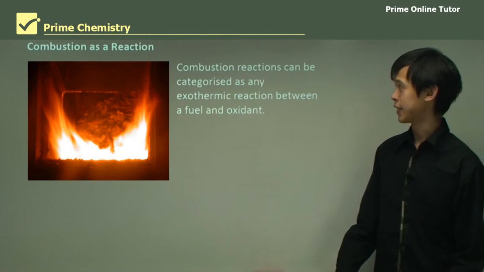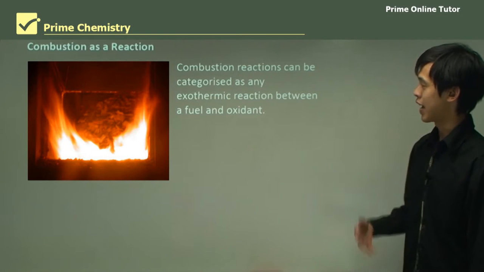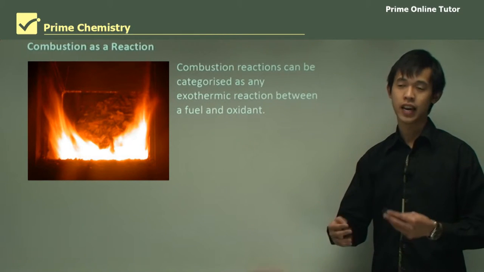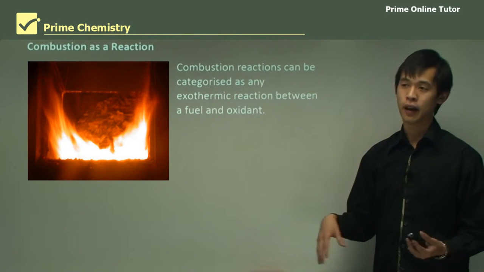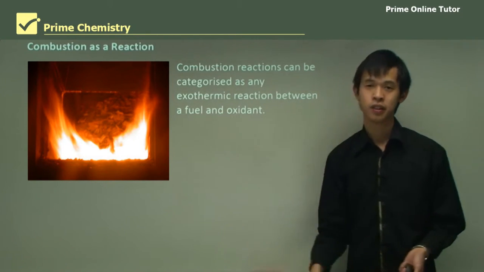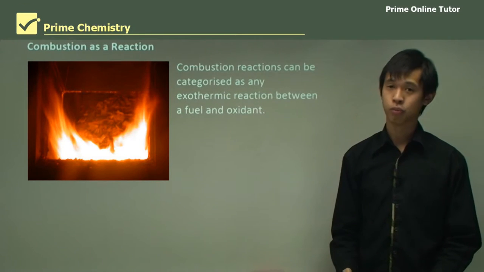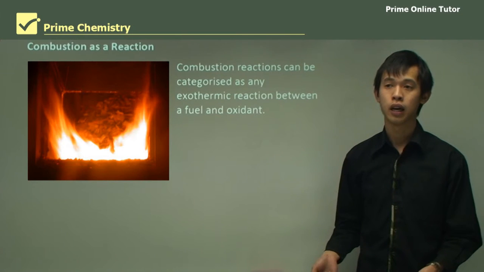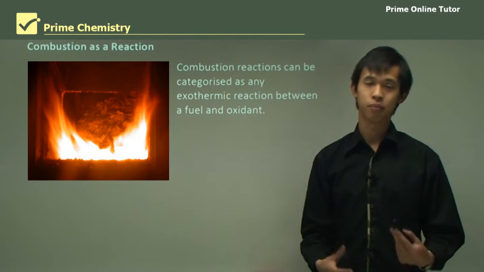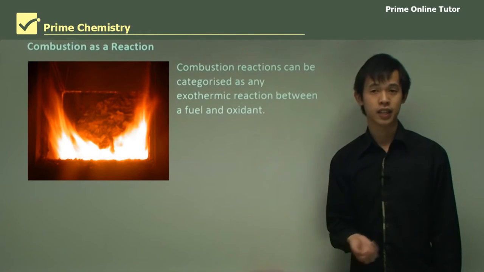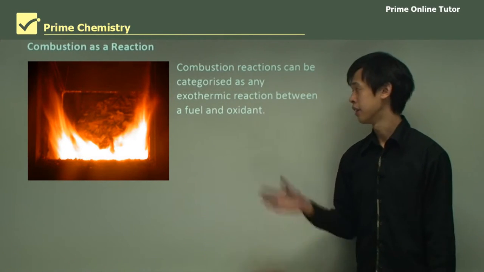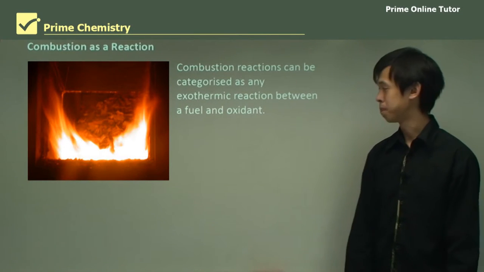So what is combustion as a reaction? Combustion reactions can be categorized as any exothermic reaction, meaning that it releases energy by heat transfer and light as well. So it releases a lot of energy and we feel that as heat. And it happens between any fuel and oxidant. A fuel could be some kind of hydrocarbon, could be coal, could be natural gas, could be something like magnesium even. And an oxidant sounds like something like oxygen, and it could be just oxygen, but there are other things like nitrates and other chemicals with oxygen in them that can also act as an oxidant. So this is just a general way of describing them.